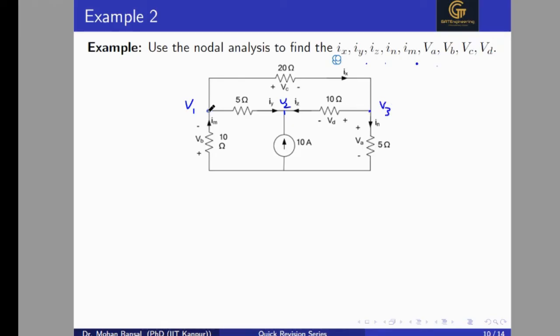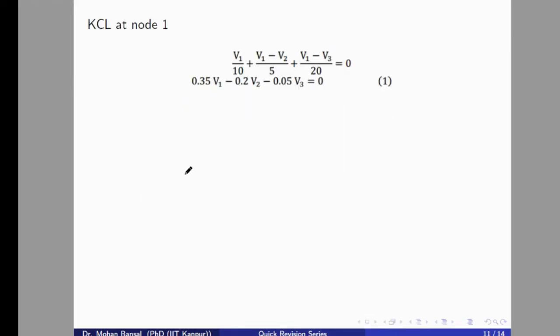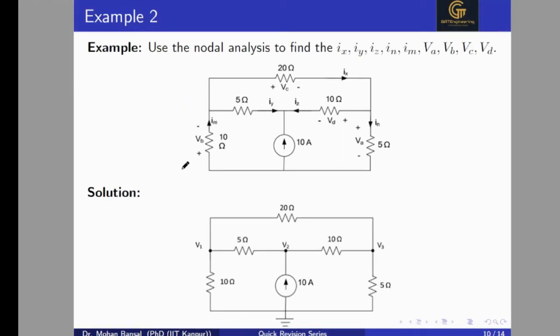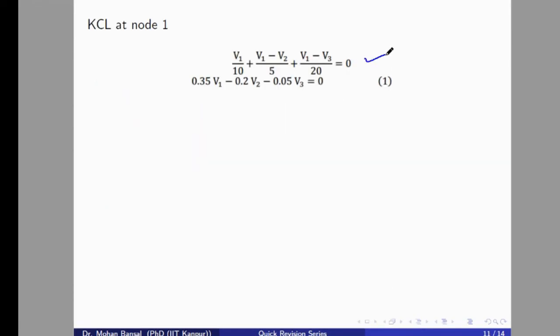Now we'll apply nodal analysis at node V1. We will get V1 divided by 10 plus (V1 minus V2) divided by 5 plus (V1 minus V3) divided by 20 is equal to 0. So this is the expression we got. After simplifying it, we get one equation in terms of V1, V2, V3.